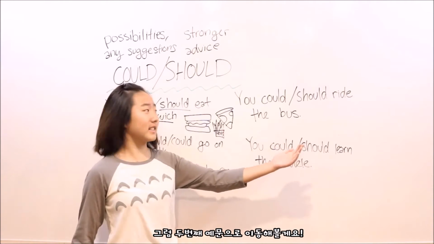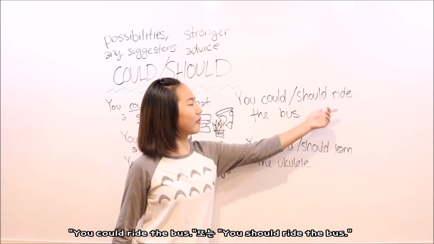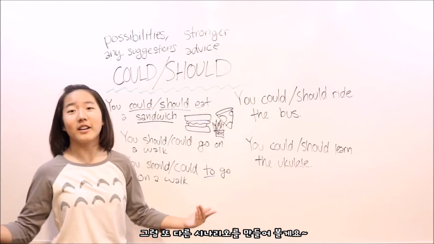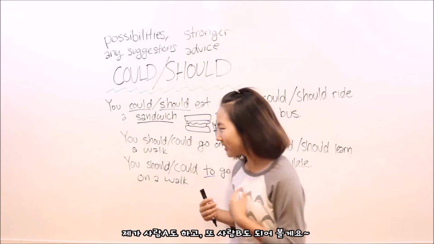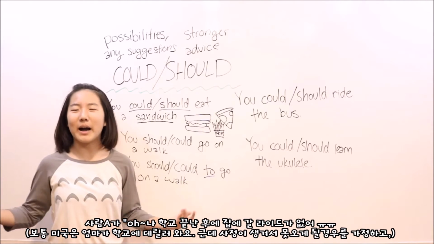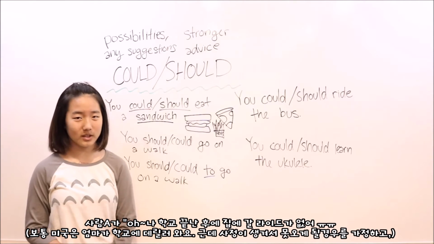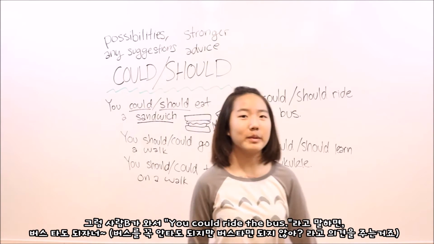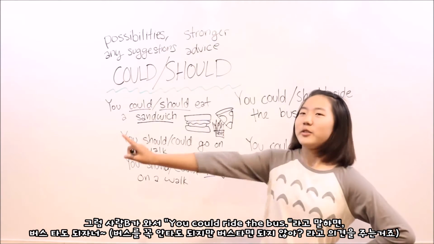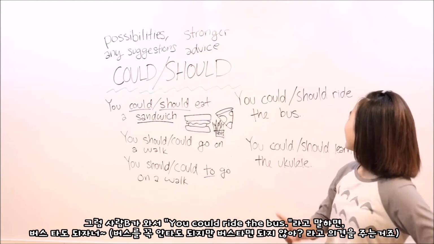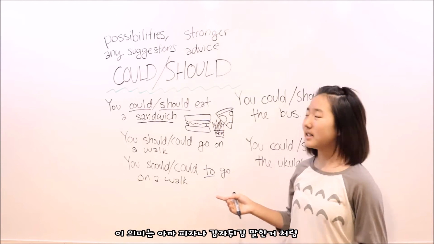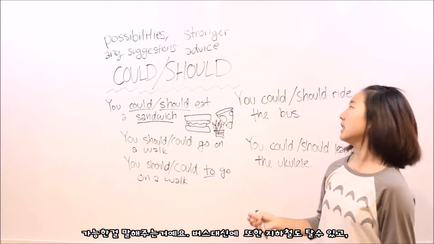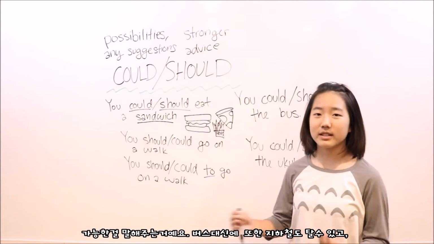Moving on to my second example. You could or should ride the bus. Now again, another scenario. I'm person A, and I'm also person B. Person A says, oh, I don't have a ride home after school. Then person B can come up and be like, you could ride the bus. But that also means, like my pizza and fries, it's just a possibility. You could also ride the subway.